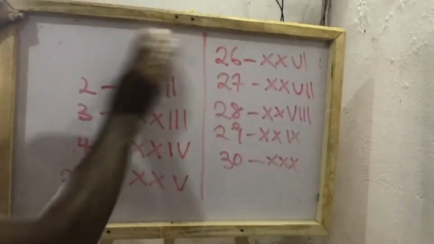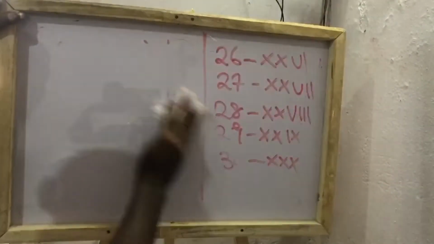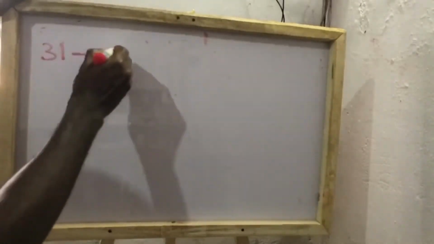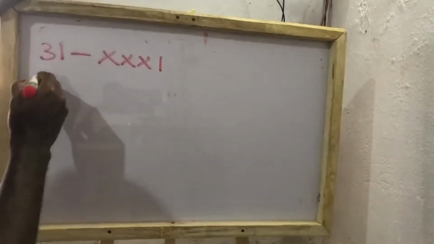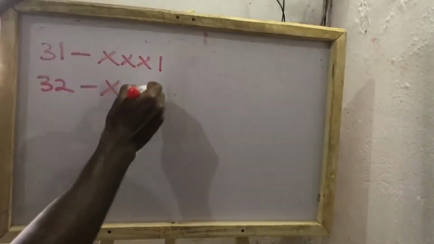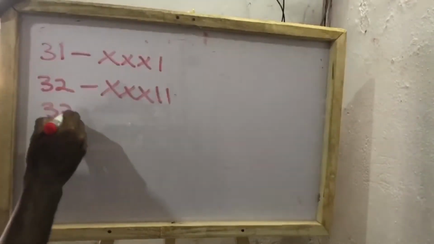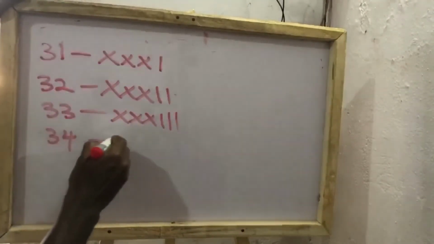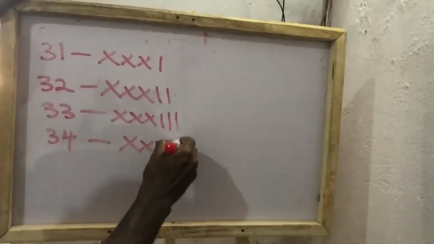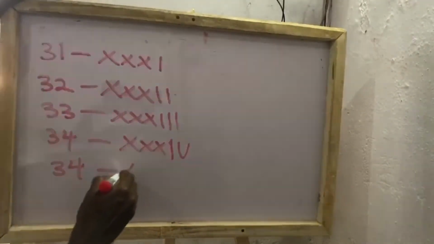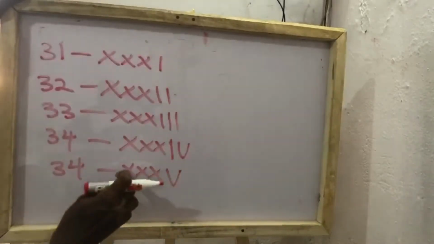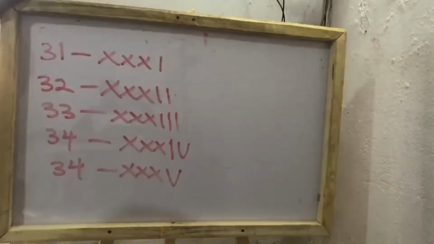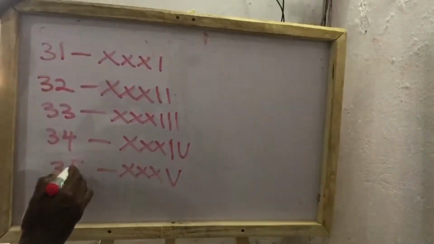So now from 31 to 40. 31 will be XXXI. 32 will be XXXII. 33 will be XXXIII. 34 will be XXXIV. 35 will be XXXV. 10 plus 10 plus 10 plus 5 making 35.